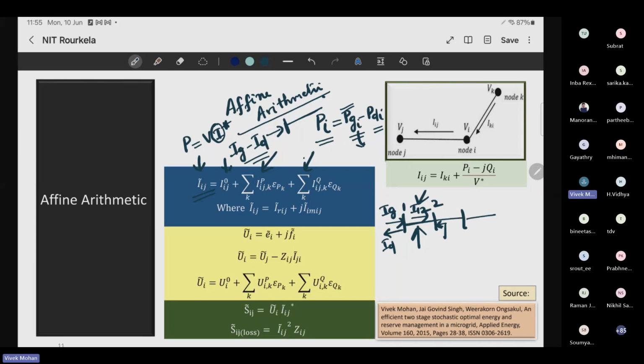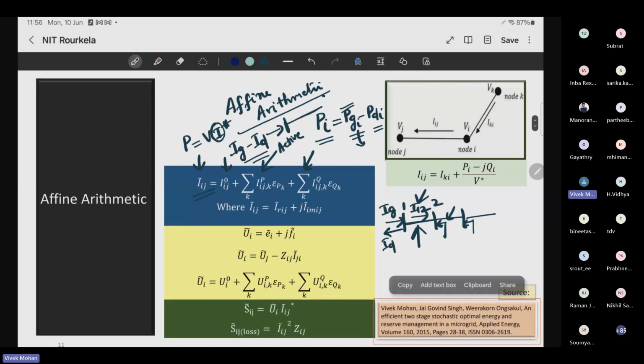And the third term gives an idea about changes in the line current because of the changes in the reactive nodal power injections. So two different aspects we are taking. The second term deals with uncertainties in the active nodal power injections. And the third term deals with the uncertainties in the reactive nodal power injections, Q. So because of both these components, there is a change in Iij, which is the line current. So delta Iij I am taking as the change in line current.